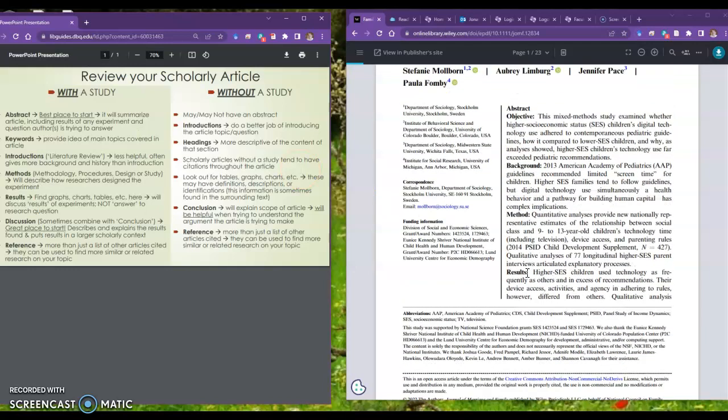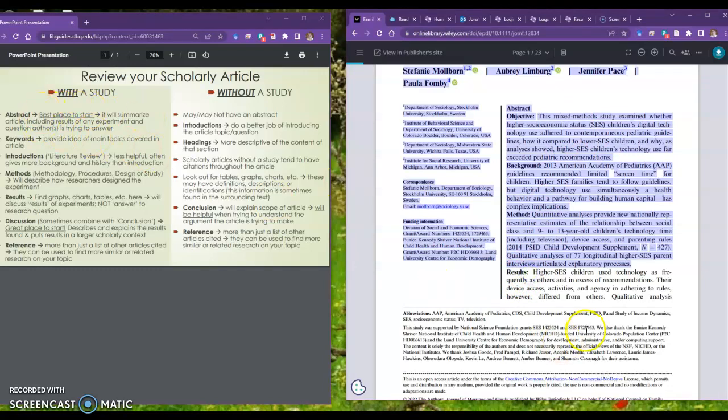In this one here they're looking at, for example, the objective, that's the question they're trying to answer: to examine whether higher socioeconomic status children's digital technology use adhered to contemporary pediatric guidelines, how it compared to lower SES children, meaning lower socioeconomic children, and why the higher SES, that's socioeconomic status, far exceeded pediatric recommendations. So that's what they're looking at in the abstract. That way, when I start to write my paper, I can look at that. And also, they gave you the results already.